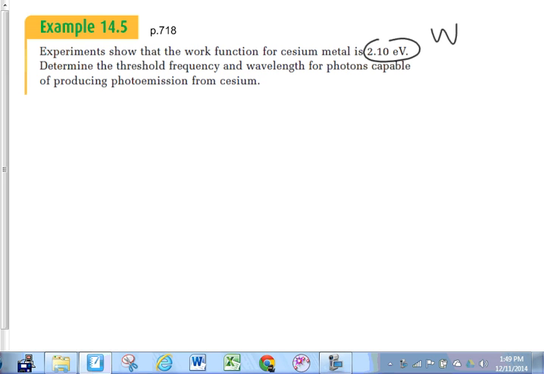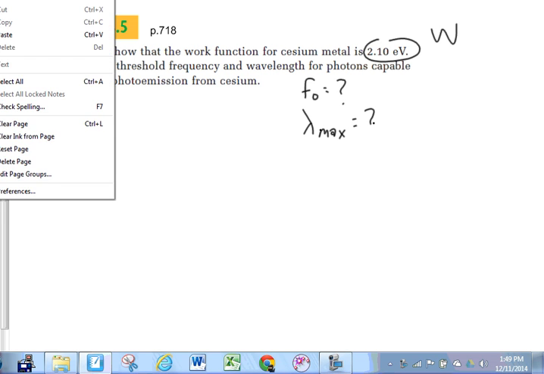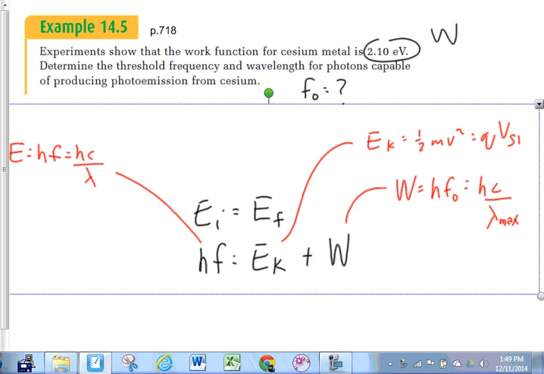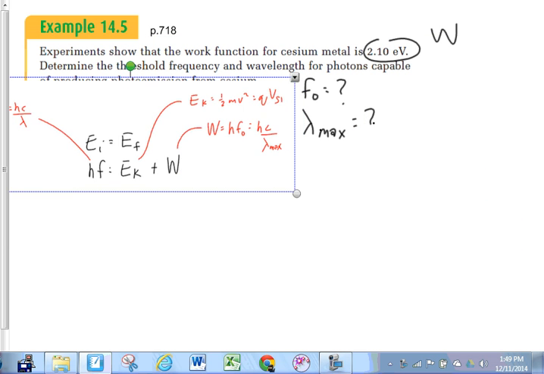In other words, we're looking for F0, and we're looking for lambda, not minimum wavelength, but rather maximum. Threshold frequency is minimum frequency, threshold wavelength is maximum. Yeah, maximum wavelength. Let's put in the equations again that we just identified a few minutes ago as being valid here.